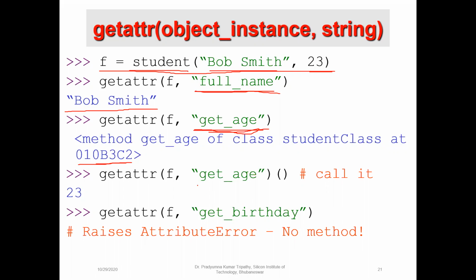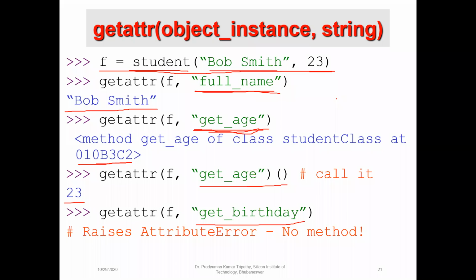But if I write it in this way, it will call the getAge function and return 23. Is it understood? But if I give something which is not present, suppose I give getBirthday, which is not present, then that will give an error. Any doubt from this slide?